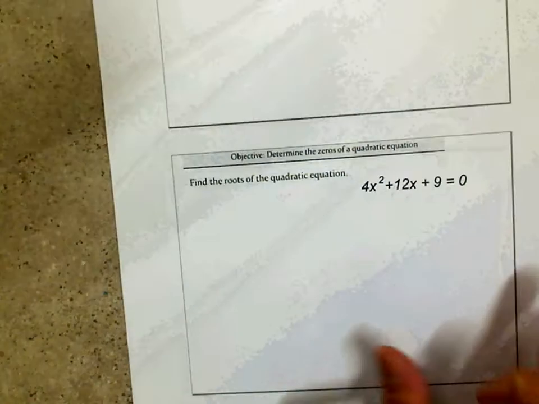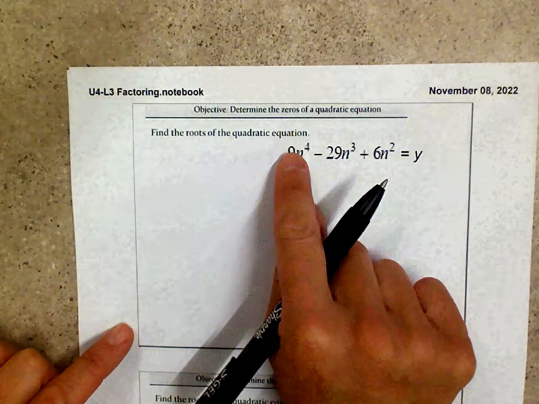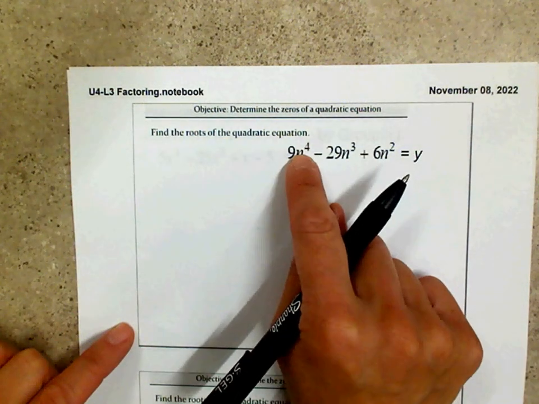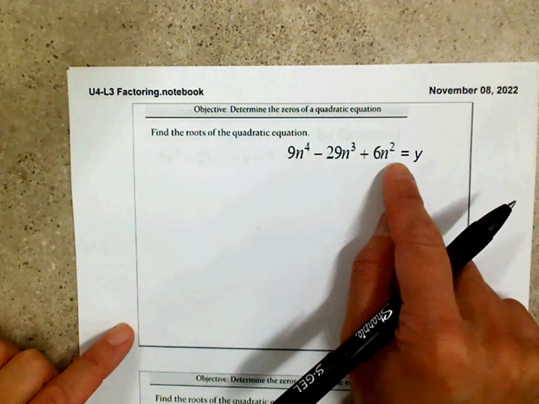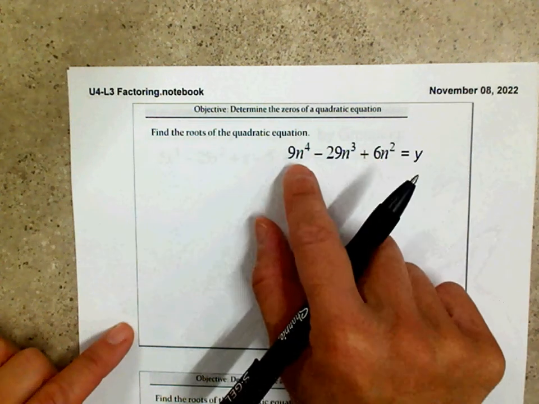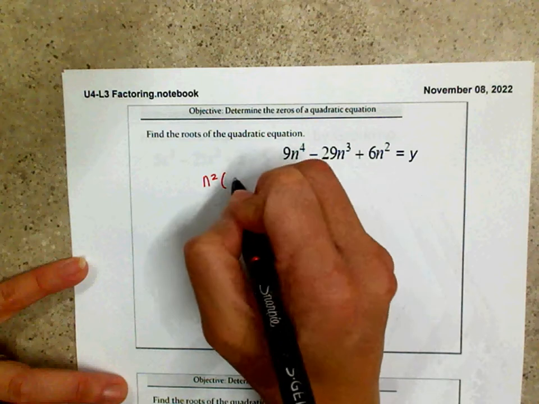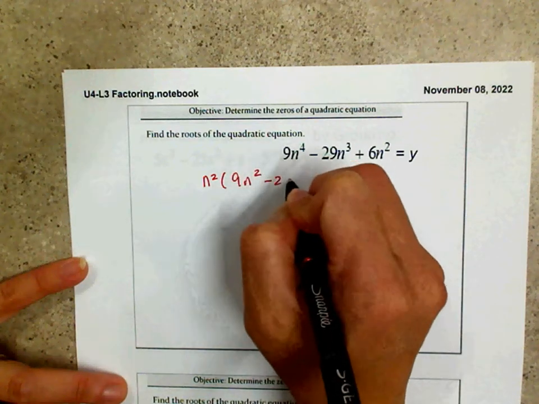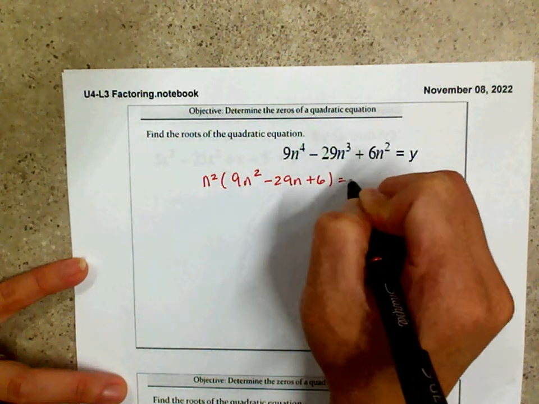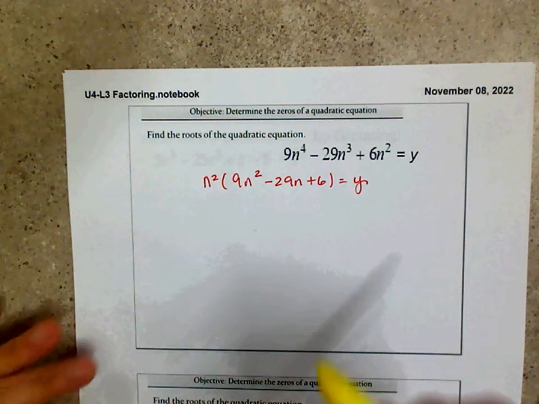Okay. Count your terms. 1, 2, 3. Not a quadratic. But is there anything that they have in common? Is there anything that goes into 9, 29, and 6? No. However, they all contain n squared. So could I factor out n squared? Yes. And once you do that, do you now have a quadratic? Right there. Okay. Can I now find the roots? Yes. Let me see if I can factor.